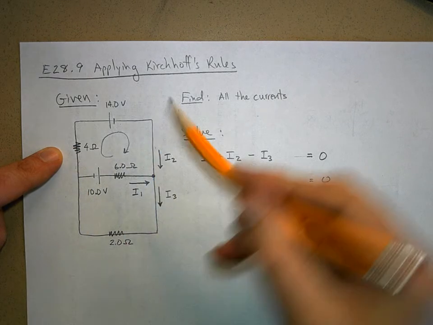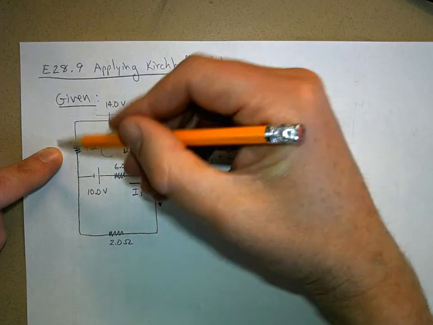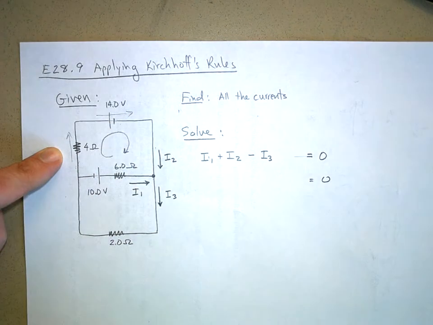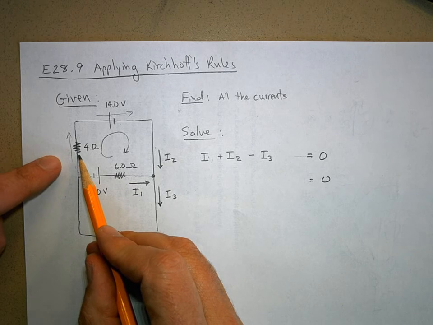Well, I2 flows down like this, which means that over here it flows this way, which means over here it flows up. So if I start here and walk this way, clockwise around this loop, I'm going with the current.